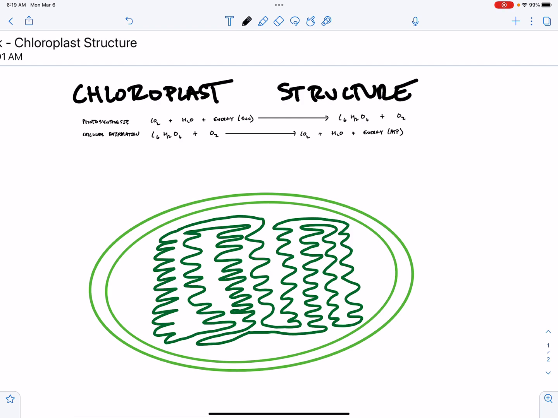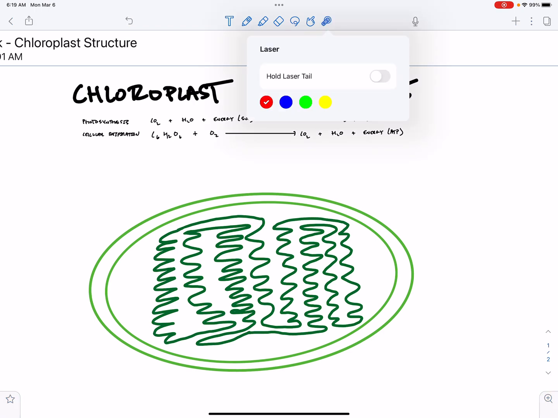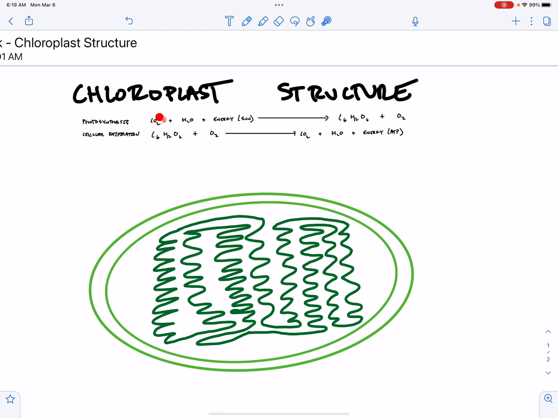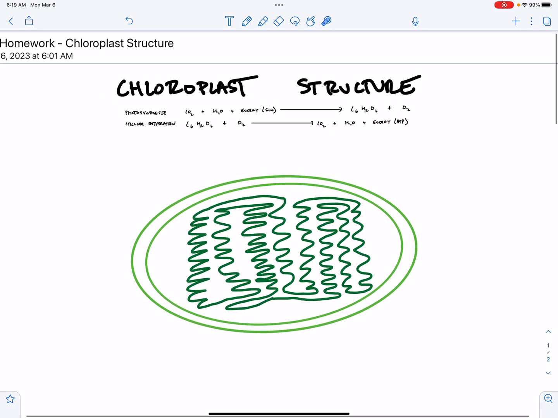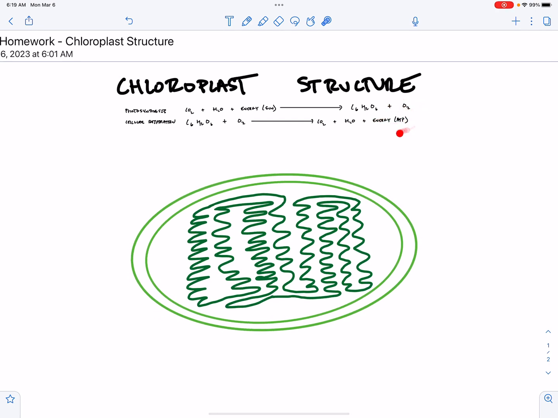Okay, so we're going to dive into these two reactions. We're going to figure out what's happening at every step and how we go from these inorganic molecules, CO2, H2O, and energy from the sun, and we become organic, and then how do we break down this organic molecule back into CO2 and H2O. So we're really going to just get into the weeds here. But first, we need to understand the structure of the chloroplast, because the chloroplast is where photosynthesis is happening. So that's what this video is all about.